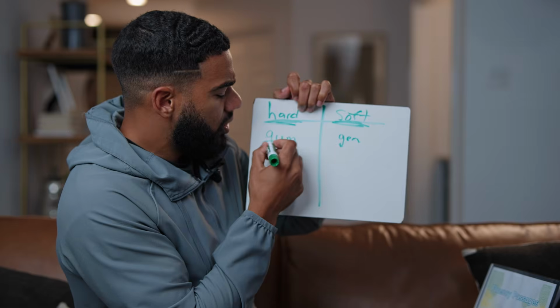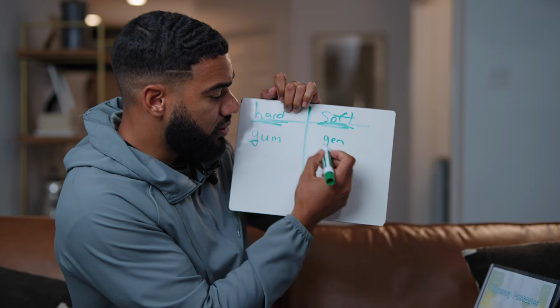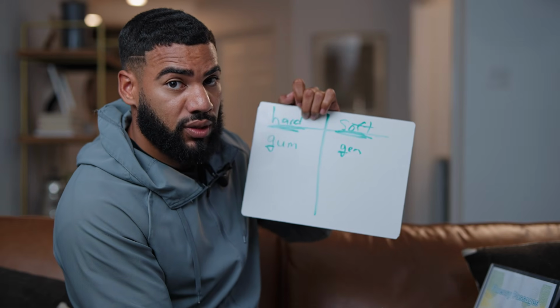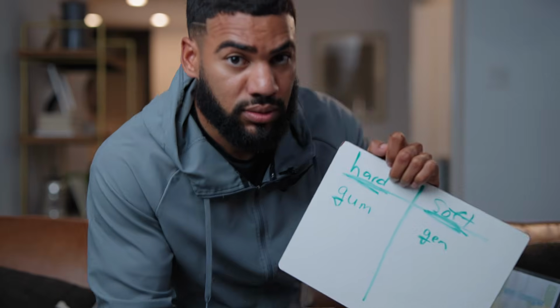I might put the word gum over here, which has the hard sound. I might put the word gem over there, which has the soft sound. And I want you to take a minute, don't go too long. You're gonna close the video, you're not gonna come back. Take like 60 seconds and write down as many of those hard sounds as you can and as many of those soft sounds as you can, okay? You can stop here, write down your list.